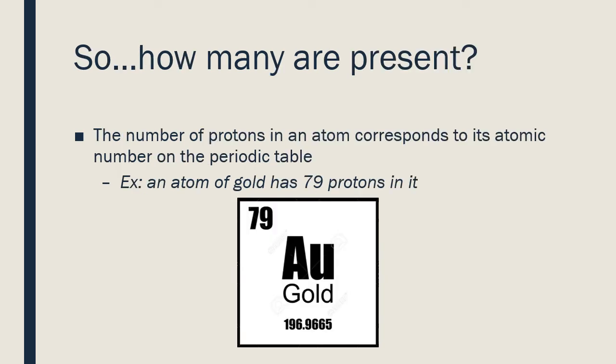So, how do we determine how many of the subatomic particles are present in a given atom? The number of protons in an atom corresponds to its atomic number on the periodic table. So for example, gold is atomic number 79, and therefore an atom of gold will always have 79 protons in it.